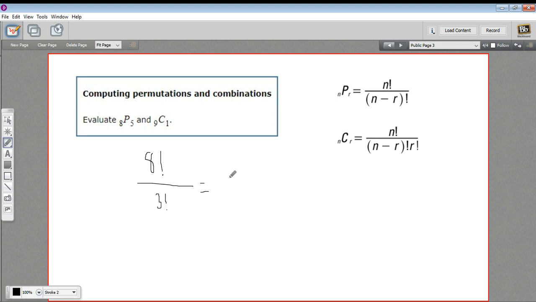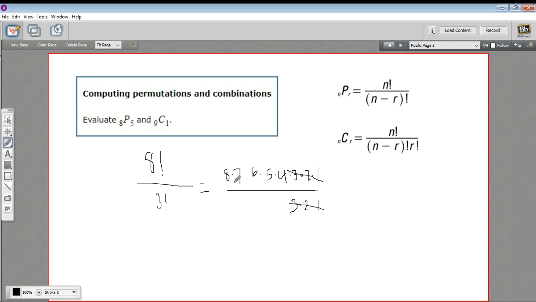When you're calculating these, it's good to write them out until you get really used to it, and maybe you can do some of this in your head. But 8 factorial is, of course, 8 times 7 times 6 times 5 times 4 times 3 times 2, and technically times 1, but the times 1 doesn't really change anything. And then 3 factorial, I'll write it down here, is 3 times 2 times 1. What you're going to see is that this and this will cancel. You're going to get a lot of cancellation with these permutations and combinations, so be looking for that.